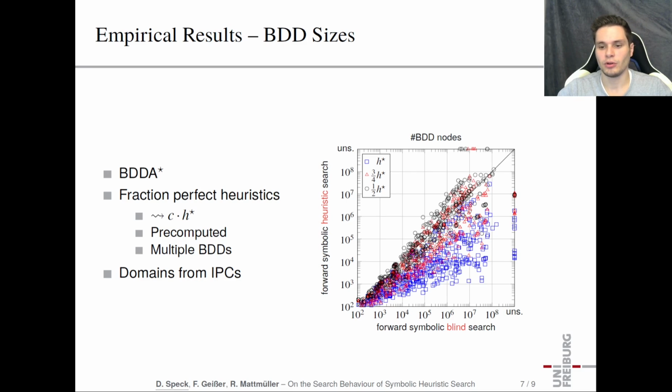If one of the points is above this diagonal, you can see that using the heuristic increases the size of our BDDs. And below it you can see that using the perfect heuristic or some fraction heuristic decreases the size of our BDDs. So it turns out that in practice the heuristic often decreases the size of our BDDs, but as we showed before, theoretically there is no guarantee. This means we do a lot of work and have almost perfect heuristics, and even then our BDDs don't really decrease, or we don't get a faster search.